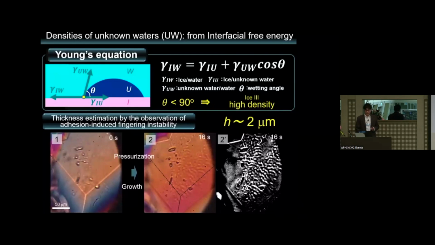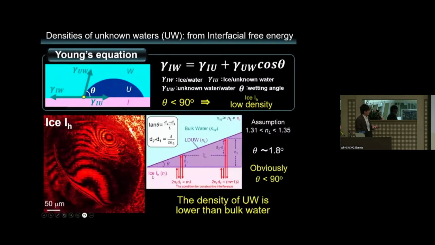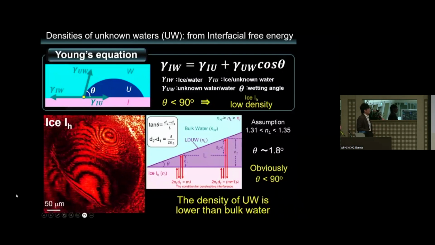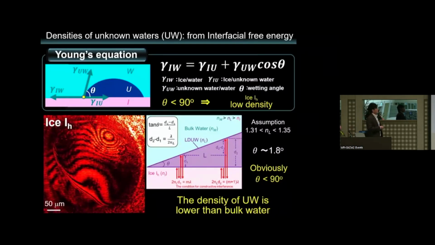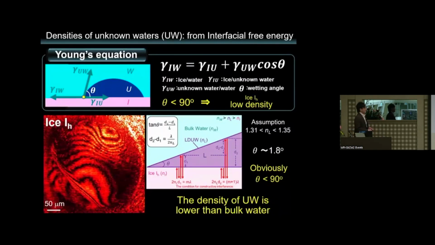A similar discussion can be applied to the homoimmiscible water at the interface between the water and the I6. In this case also, the density of the homoimmiscible water is larger than that of water. And for the case of the I1H, we could estimate the wetting angle roughly from the interference range of the interferometer. The result was that the wetting angle was 1.8 degrees. This is extremely small. So the density of the unknown water at the interface between water and the I1H is lower than bulk water.